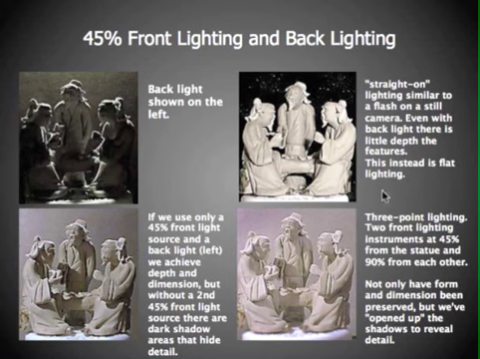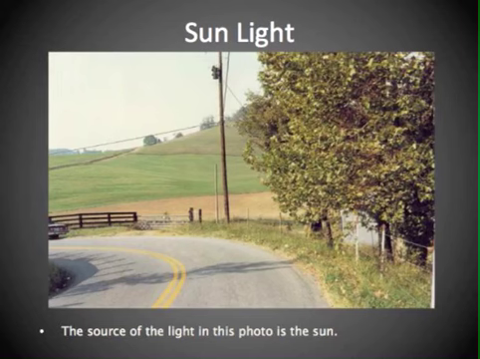Backlighting, straight-on lighting, not very good, it's pretty flat. Then 45-degree angle, then three-point lighting: two at 45-degree angles, and one backlighting. This is the best. We should be able to identify the light source just by looking at the picture. In this case, the light source is somewhere over here. How can I tell that? Because of the shadows, right?